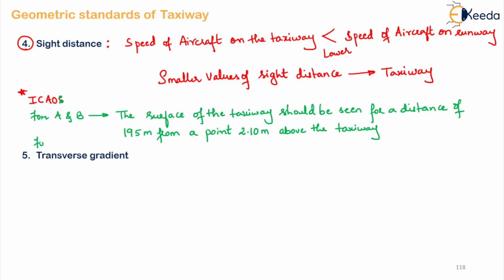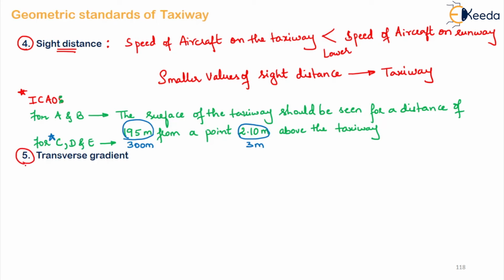Now the same thing for your airport type C, D and E, but the numbers will change here. Instead of 195 meters, it will become 300 meters, and instead of 2.1 meters above the taxiway, it will become 3 meters above the taxiway when it comes to C, D and E type of airports. So I guess the taxiway design in terms of sight distance is clear to you now.